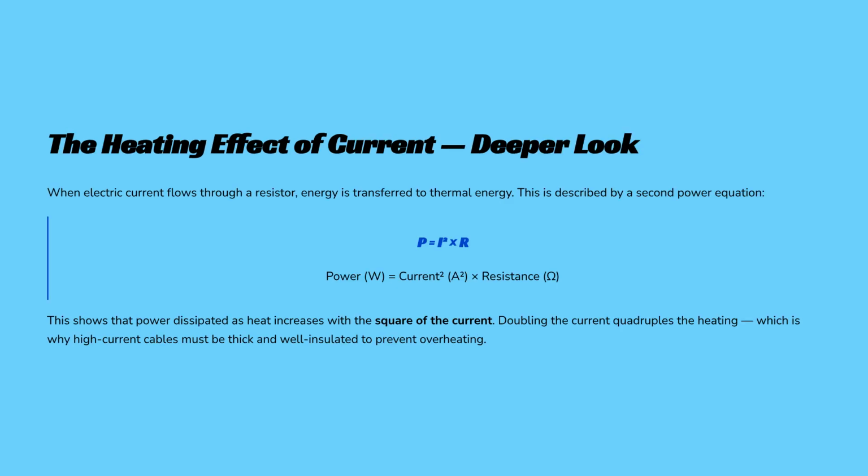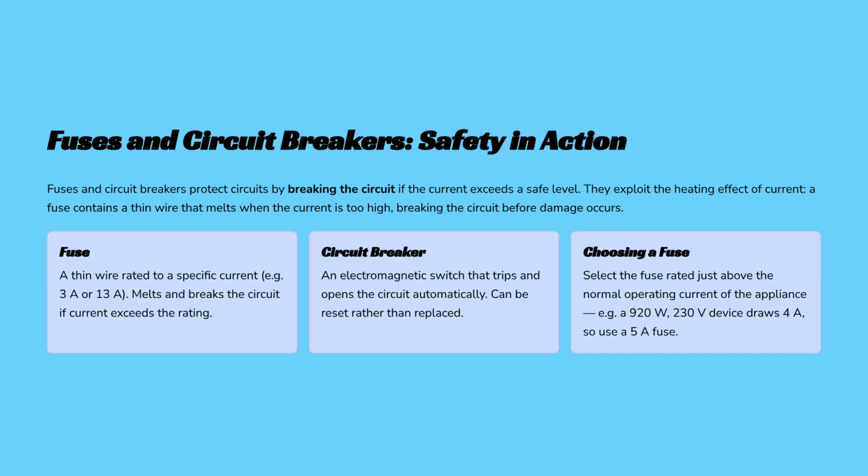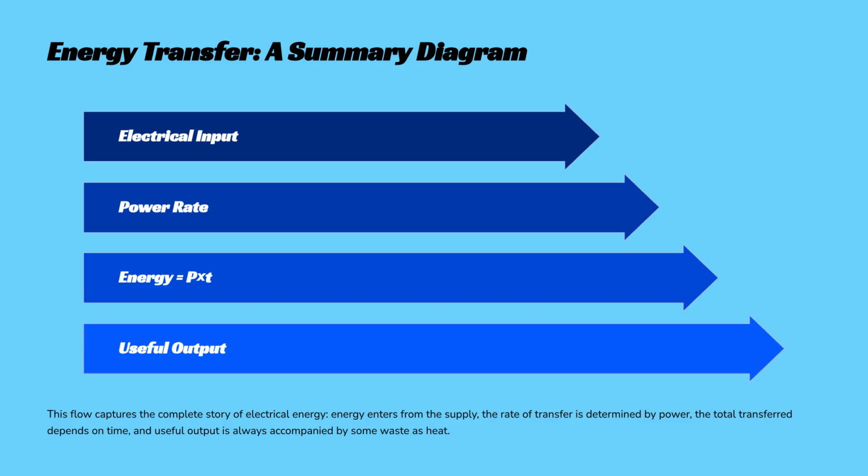Let's take a deeper look at the heating effect of current. When current flows through a resistor, energy is transferred to thermal energy. This is defined by the power equation, P equals I squared times R. Safety devices like fuses and circuit breakers protect circuits. They work by breaking the circuit if the current becomes dangerously high, preventing damage or overheating, based on the heating effect of the current. This diagram summarizes energy transfer.